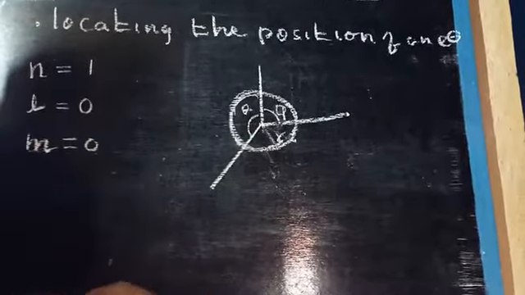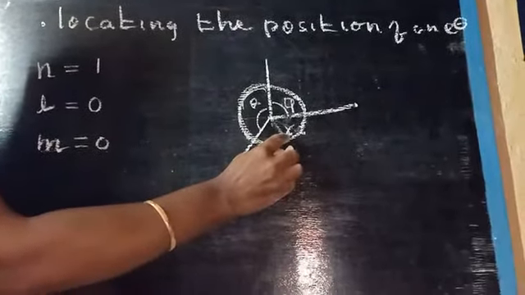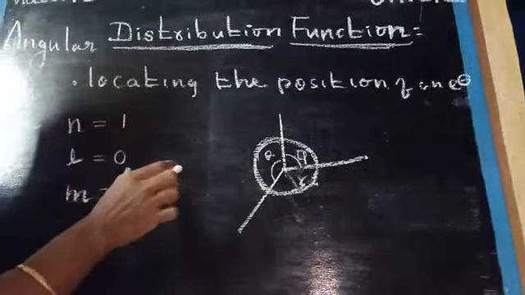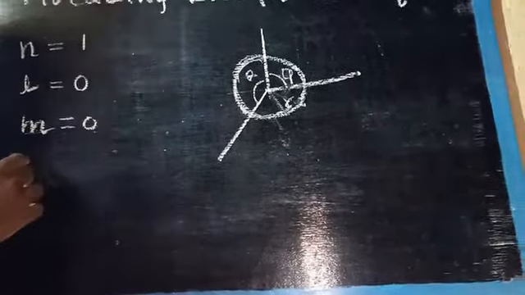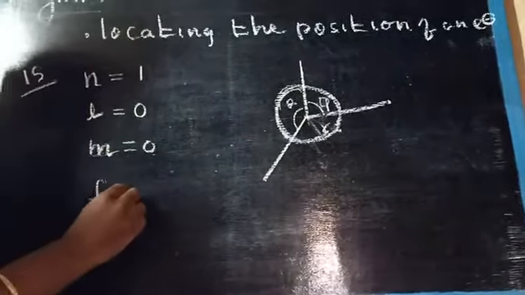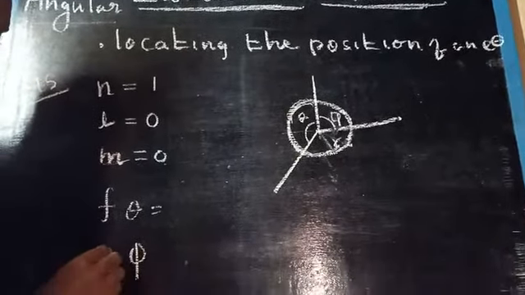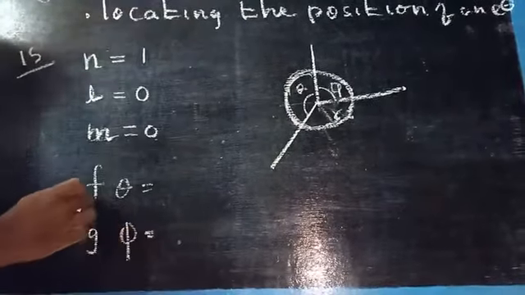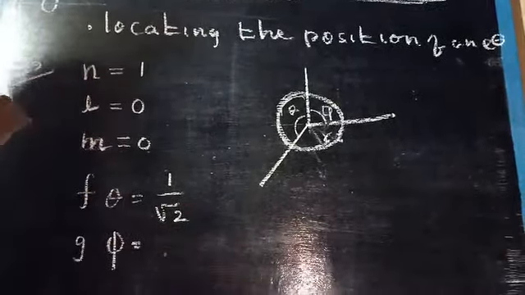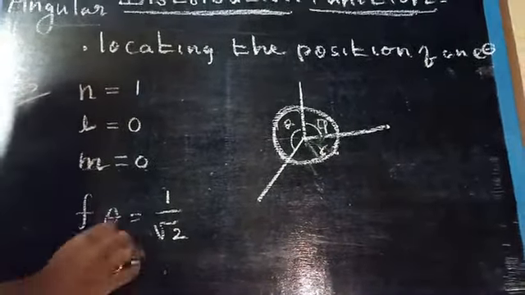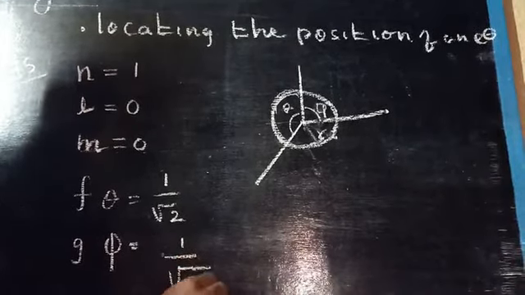These two, theta and phi, are denoted as the angular distribution function. The r is used to measure the distance, and this one is for direction. Here f is the function of theta, and g is the function of phi. The f of theta value is 1 by root 2, which we consider for the 1s orbital. The g of phi is 1 by root 2 pi.